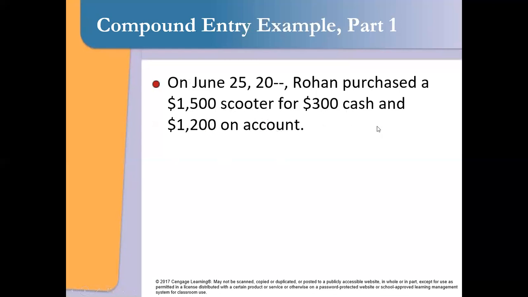We paid $300 cash, and we also borrowed $1,200, if you will, on account, right, to pay for the scooter. In this case, remember our debits and credits need to equal. So, if we have a $1,500 scooter, how much did we put down? Or how much of that scooter do we own? $300. How much do we owe? Oh, I'm sorry, $1,200. Yeah, so that's accounts payable.